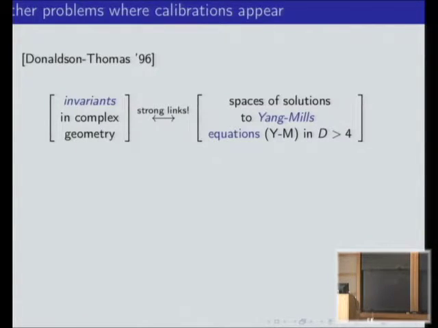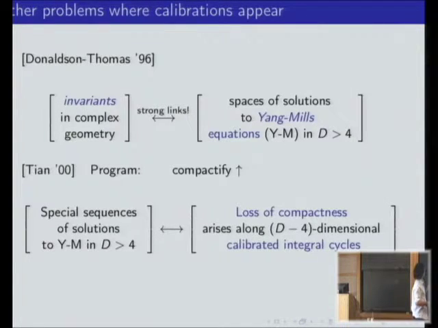The rough procedure in order to get the geometric invariants here is to make sense of a compactification of the space of solutions to these equations. So you want to study this space of solutions and make it a compact manifold somehow in order to be able to define invariants. So this is, in full generality, a very hard problem. There is a particular case when we have something. This was done by Tian in 2000.